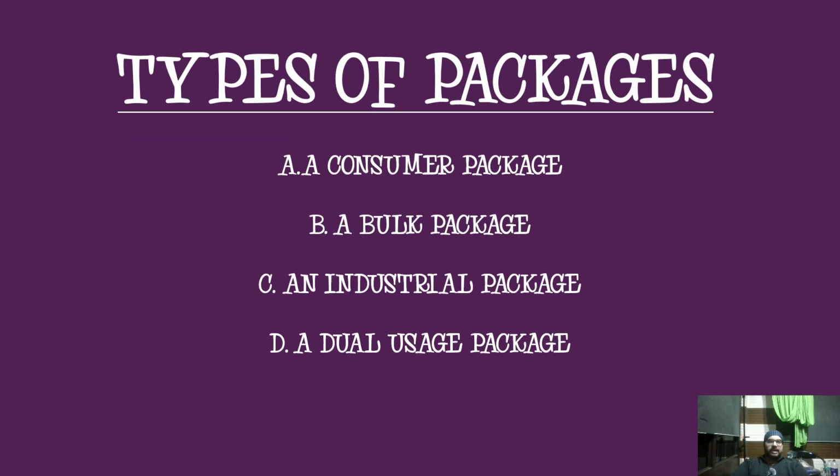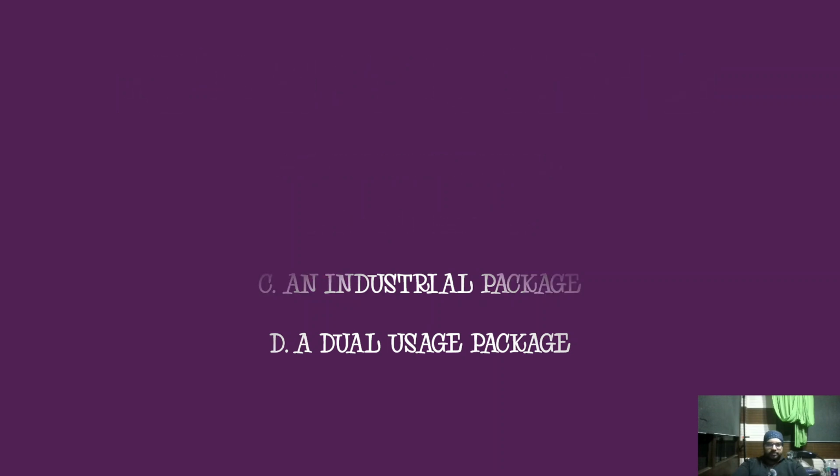Now, the last topic of this session, or the packaging topic, is the types of packages. So essentially, there are four types of packages which we need to cover. First is the consumer package, then the bulk package, then an industrial package, and a dual usage package. Now, you may know when you buy a product what is consumer, bulk, or industrial, but let's cover them one by one. So first and foremost, we have the consumer package.